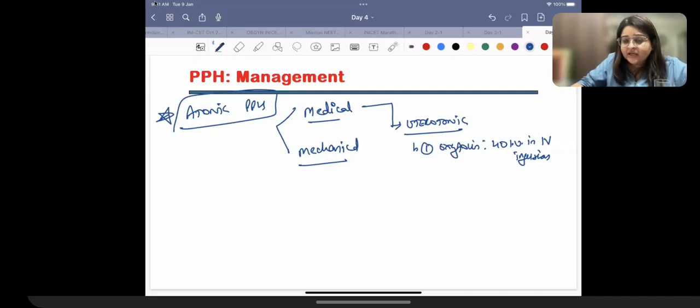Yes, infection can cause it, but it is usually a cause of secondary PPH. But you're right, if there is chorioamnionitis, that can lead to atonic PPH. An infected uterus will not contract. So infection can cause atonicity. Later on, infection, puerperal sepsis, can cause secondary PPH.